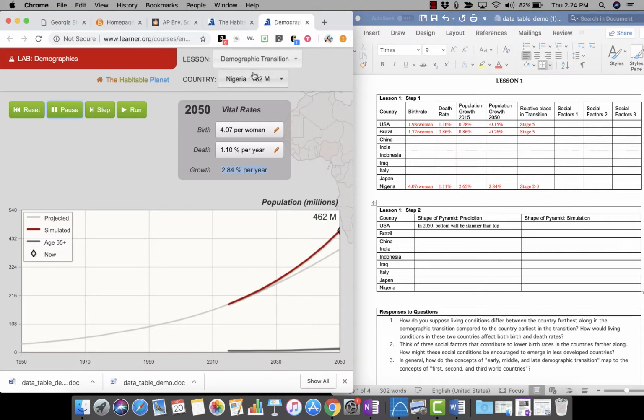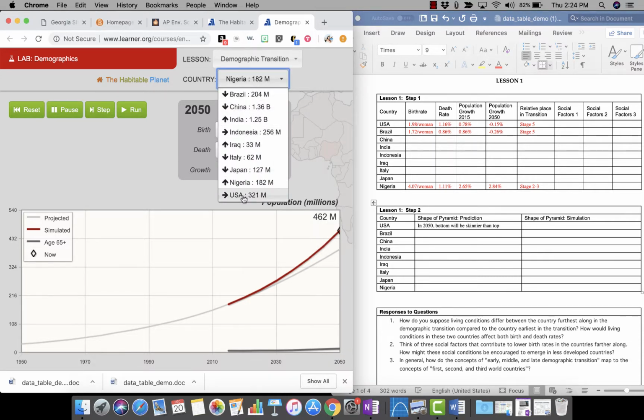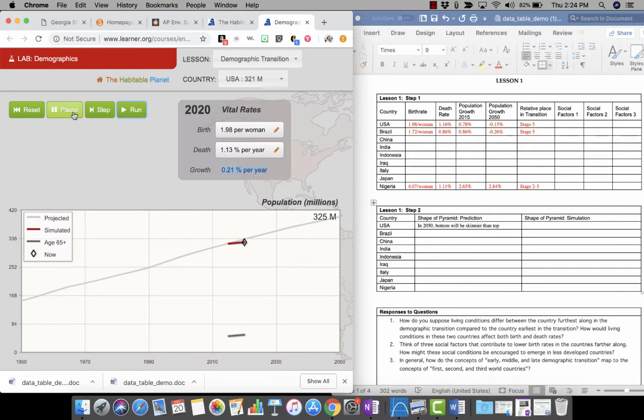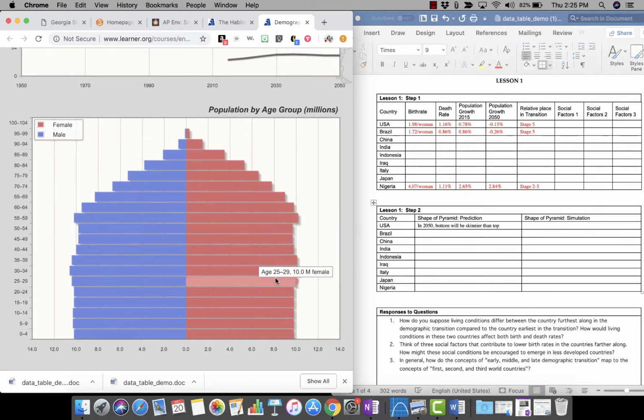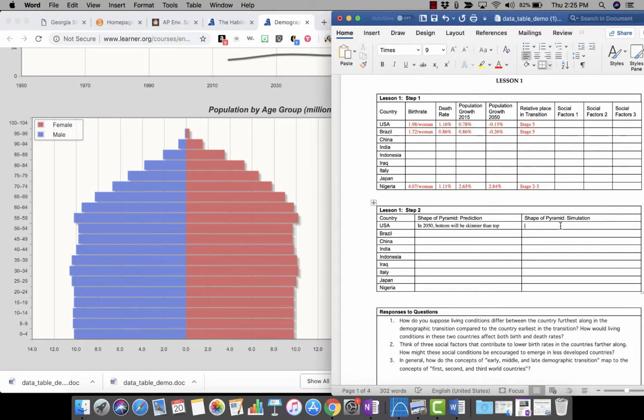Okay, so let's see what's going on in here. Let's look at the United States again, and let's look at it in 2050. Okay, so it's not exactly skinnier. I mean, it's a little bit. It's more like a column.